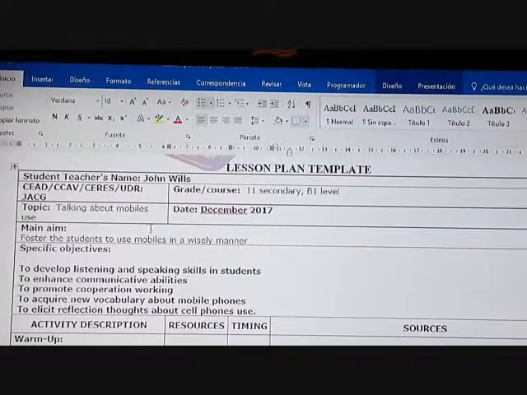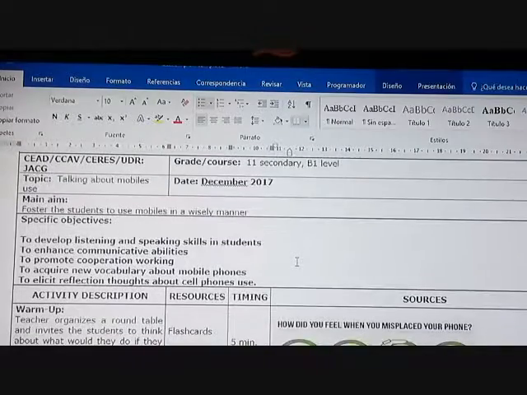Okay, the topic is talking about mobile use. The main aim of this lesson plan is to encourage the students to use mobiles wisely. The specific objectives are to develop listening and speaking skills in students, to enhance communicative abilities, to promote cooperative work, to acquire new vocabulary about mobile phones, and to elicit reflection about cell phone use.